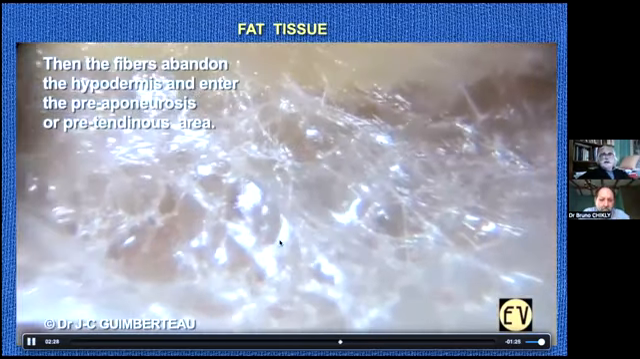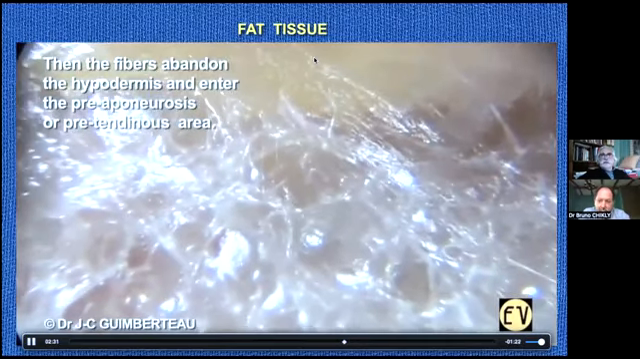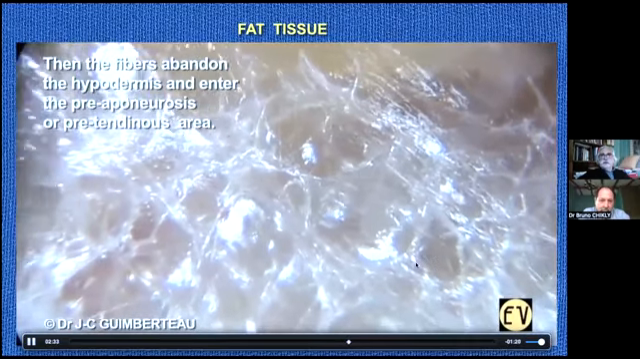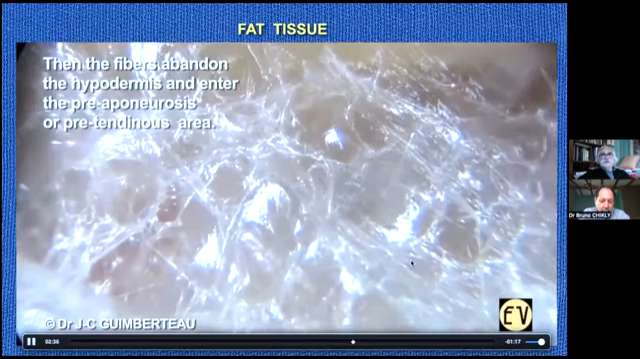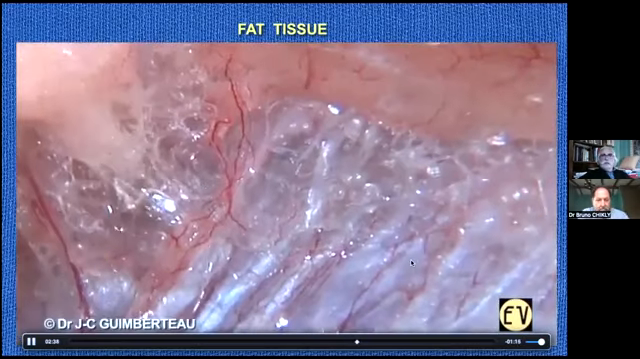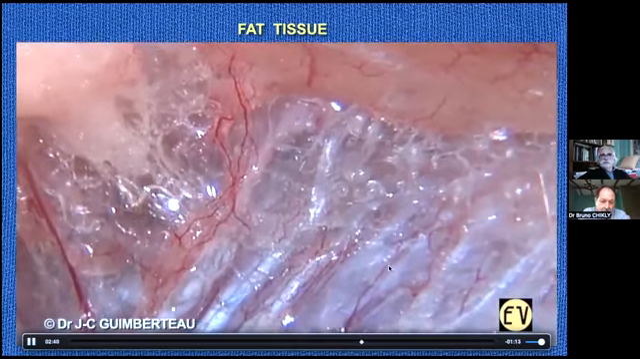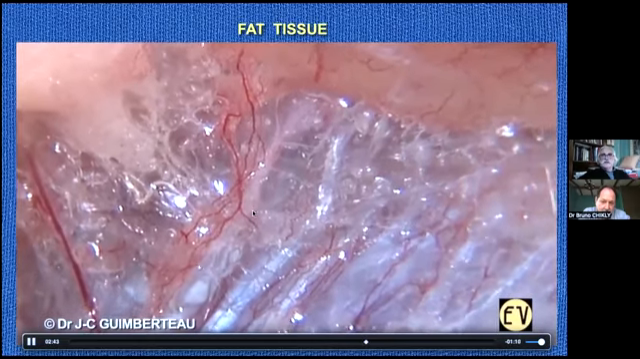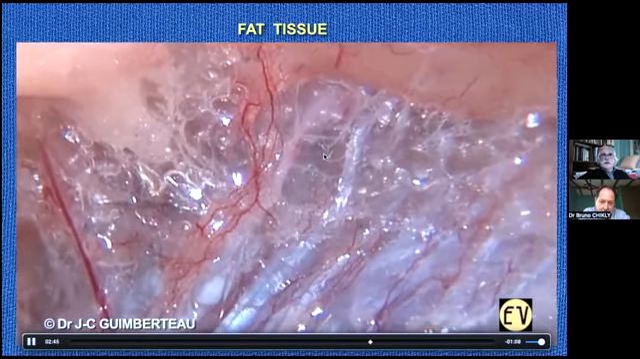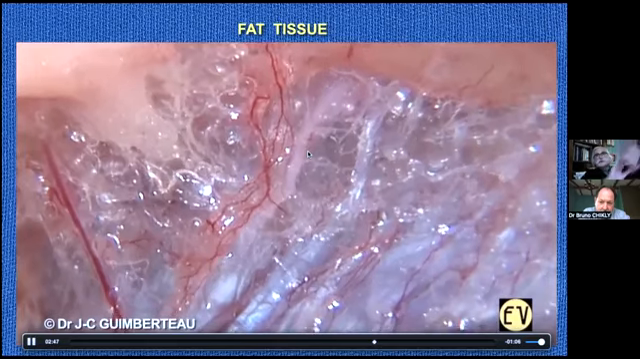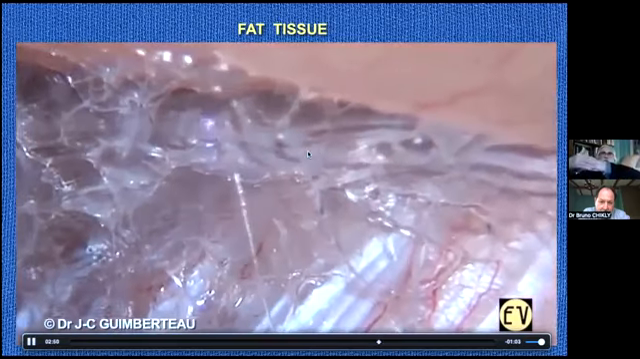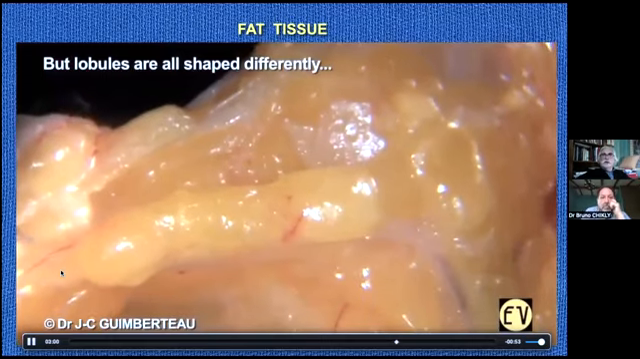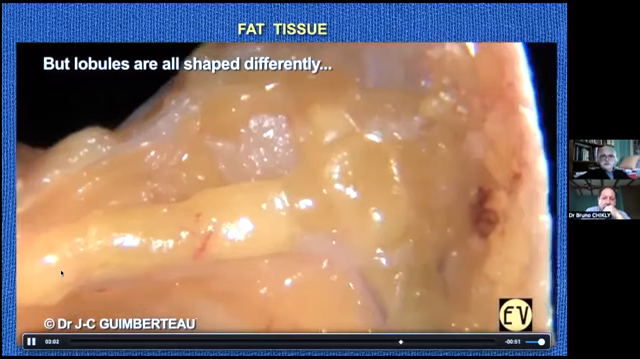Here we are at the level between the fatty lobules and the aponeurosis. This is the area just above the aponeurosis. This is a sliding area. That means that when you move the skin, you use this area. And in this area of sliding, you have fibers and very few cells.